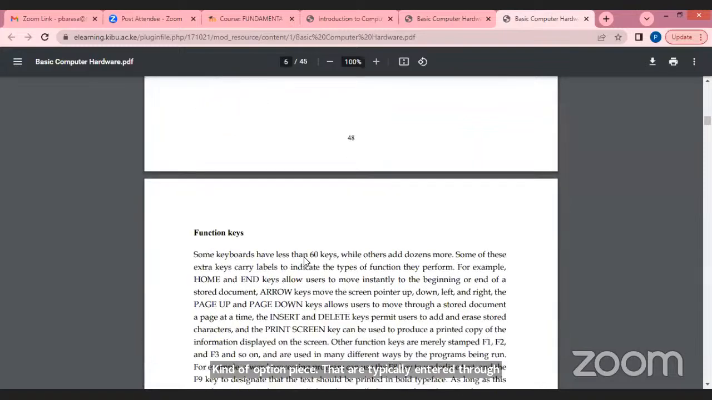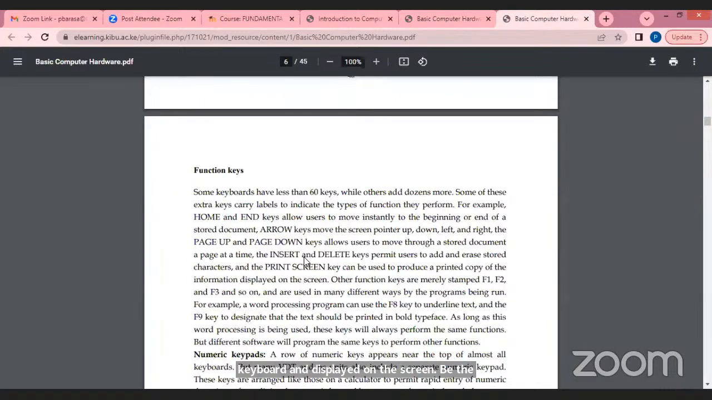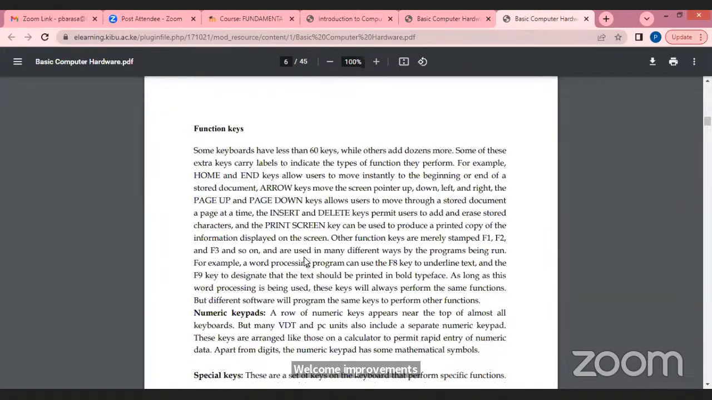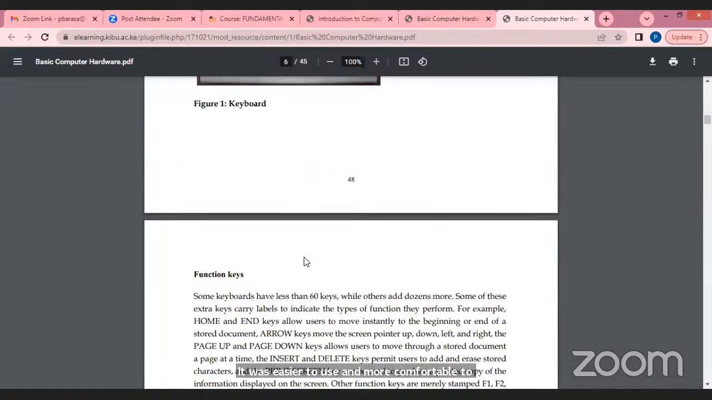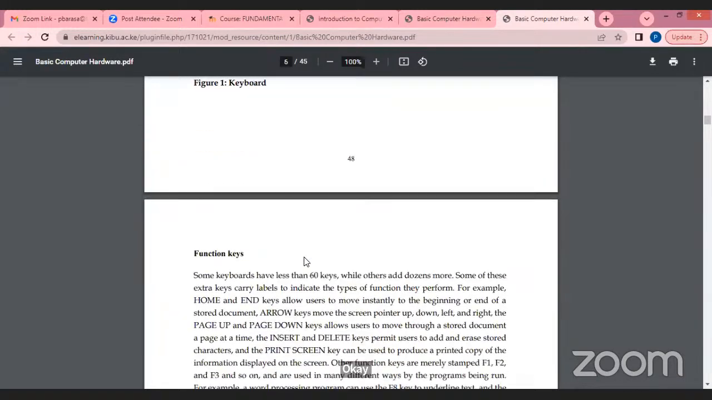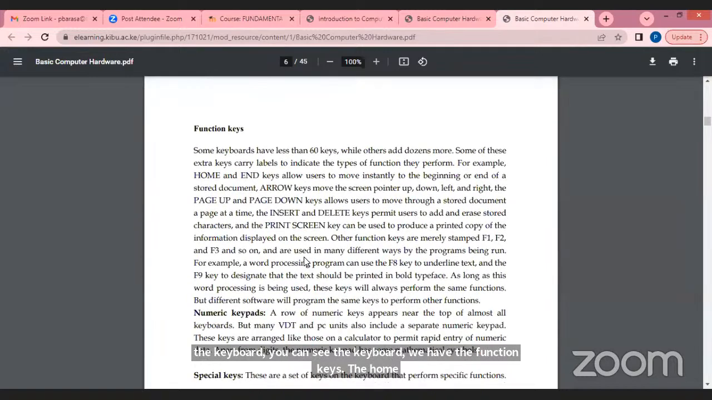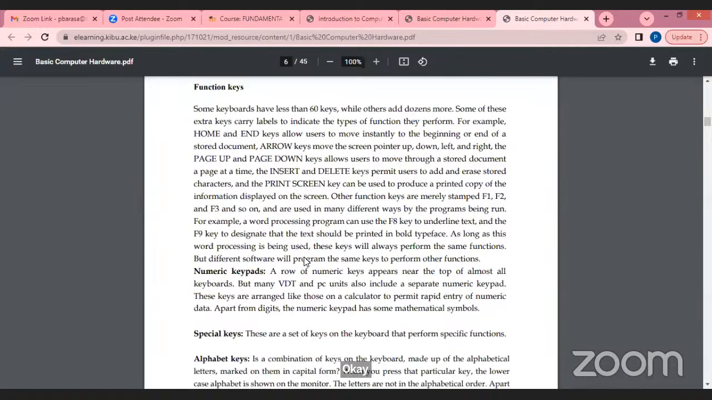You can see the keyboard. We have the function keys, the home key, the arrow keys, the page up key. All these keys are very important, and it's good to know each one of them. There are many functions. We have the function keys, so it's good to know the whole keyboard. You can see here we have all the functions, so it's important to look at it in detail and know how the keypad looks.